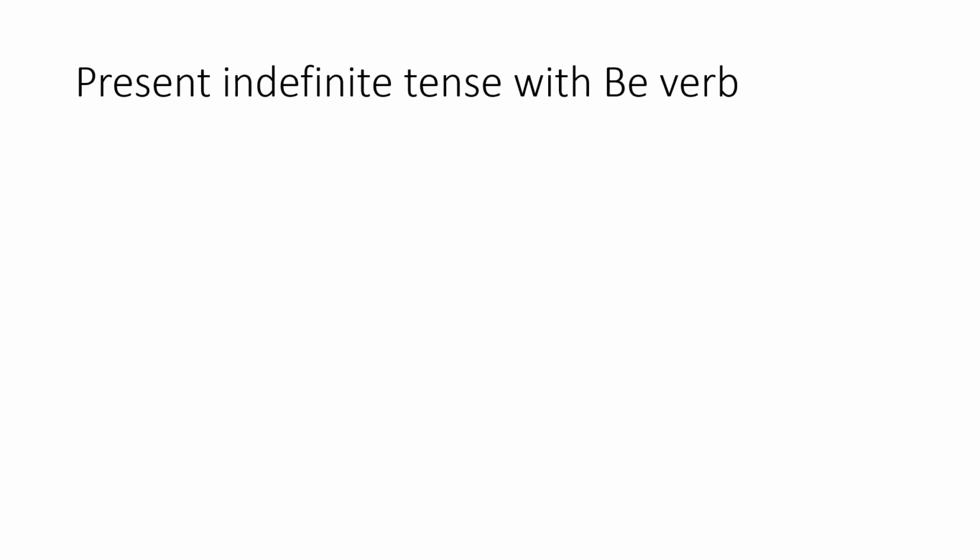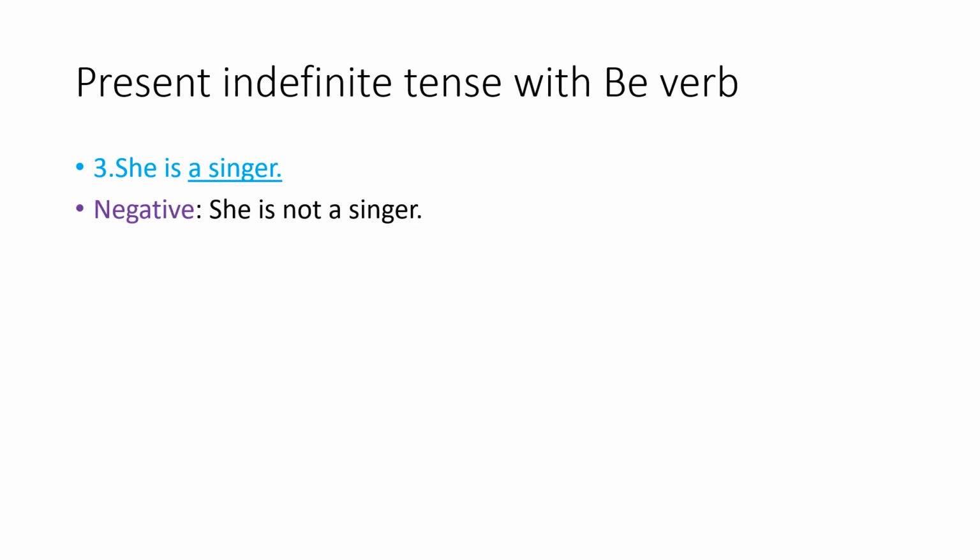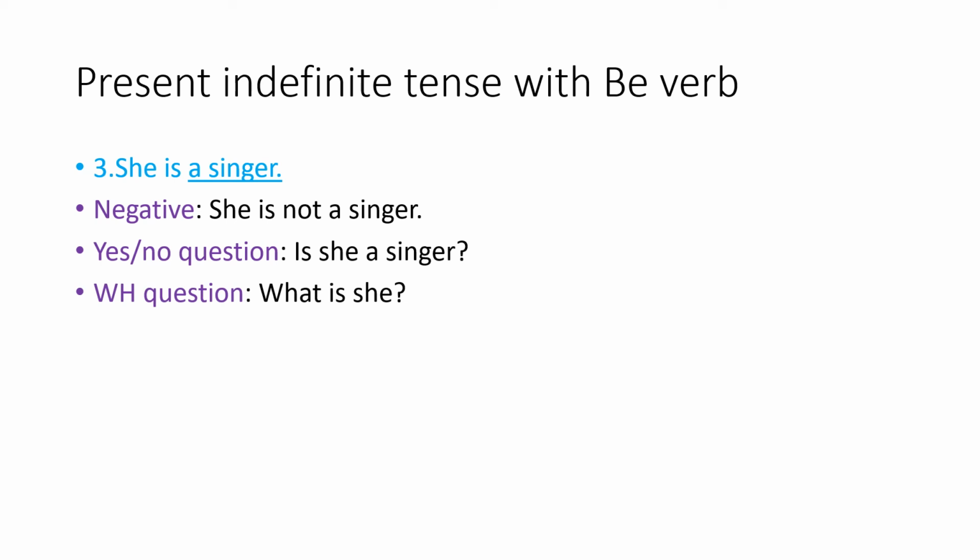Next, present indefinite tense with be verb. Students, one important thing: if the sentence is in be verb, you can't use any auxiliary verb, because the be verb itself is the auxiliary verb. Be verb is itself a helping verb. Okay, student, she is a singer, so you have to put not after the auxiliary verb, then it automatically becomes negative. She is not a singer. Yes, no question: is she a singer? Just put the auxiliary verb before the subject, it will become interrogative. Is she a singer? And W's question: what is she?